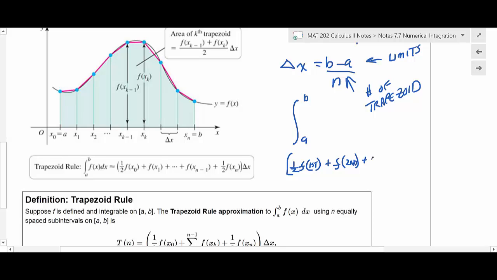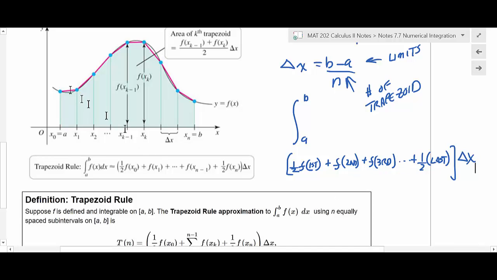Then you do the third, and so forth. And then when you get to the very last one, you have to do half of that. I'll show you in a minute why that is. So it's kind of like that, and then you multiply that by delta x. That's the formula. And you want to use this when you're doing your homework because it's less tedious.